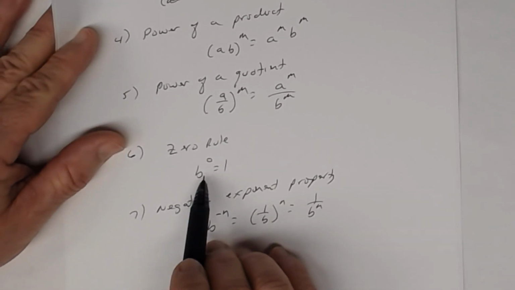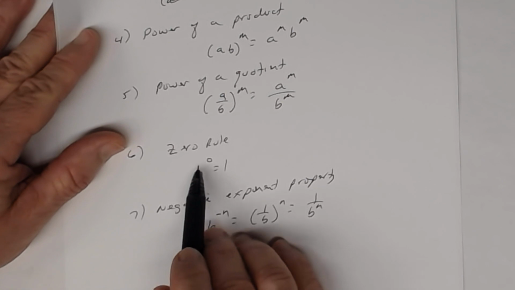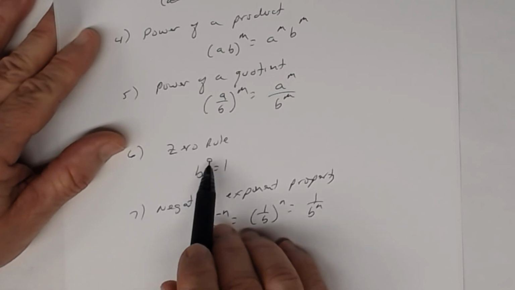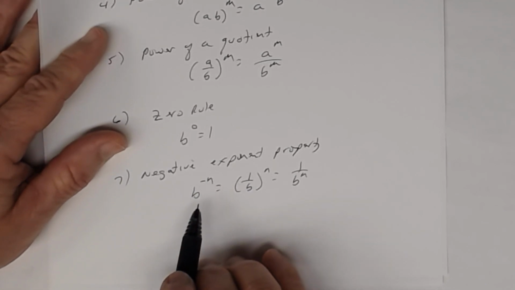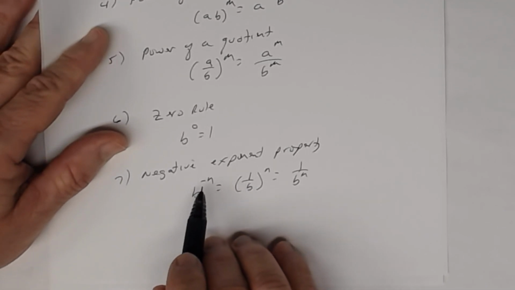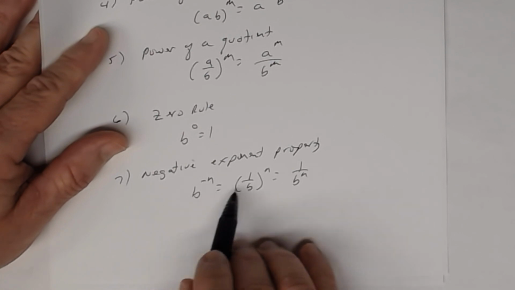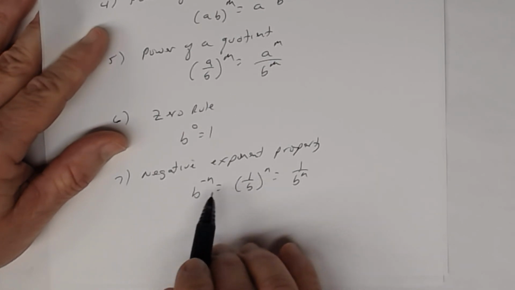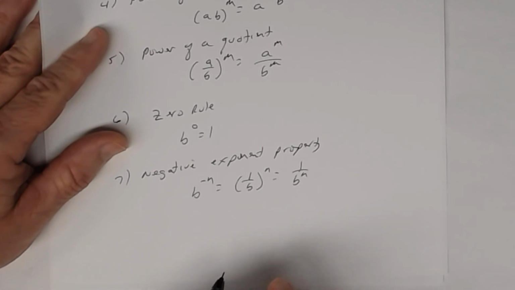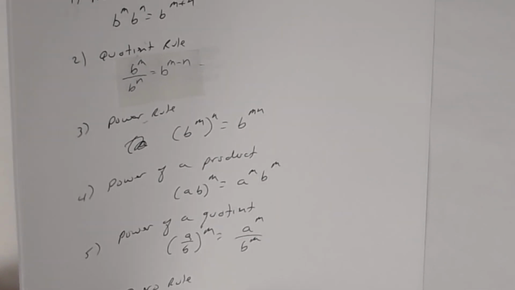We talked about the zero rule, that when you have a non-zero number raised to the zero power, that's going to be 1. And we talked about the negative exponent property. So to make that exponent positive, you're going to take the reciprocal of the base. So b to the negative n, you can write as 1 over b to the n, which means the same thing as 1 divided by b to the n. Okay? All right, so let's look at some examples.